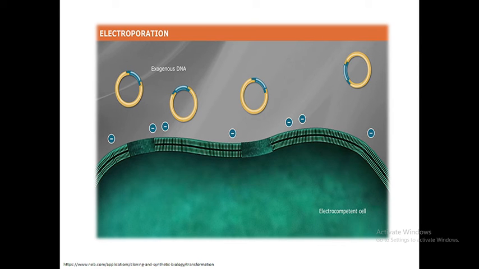So in this method, the exogenous DNA remains in the outer environment, and it enters through the pores formed by applying the current to generate the electric field. When we apply the current, the cells become competent, able to take DNA from the extracellular environment into them. That cell, which is a competent one, is called an electrocompetent cell.